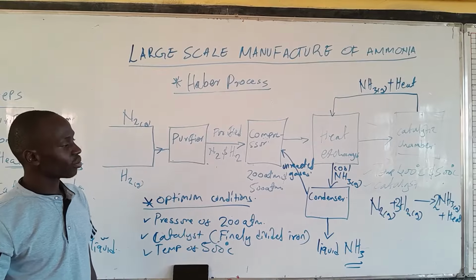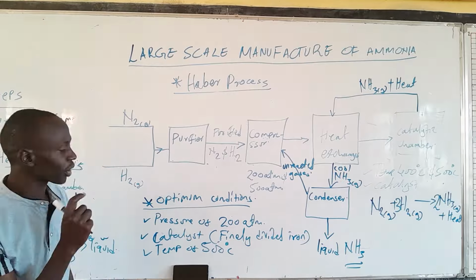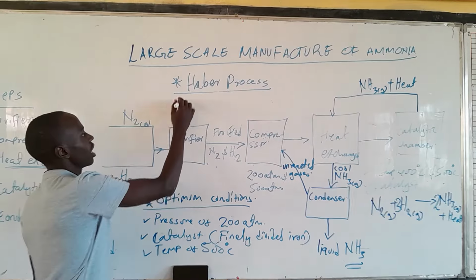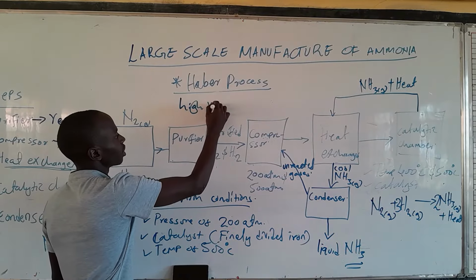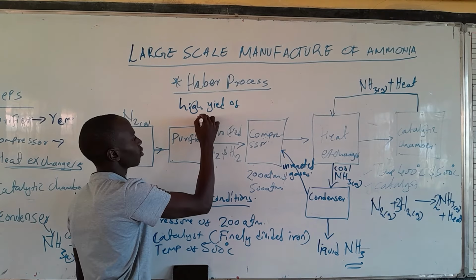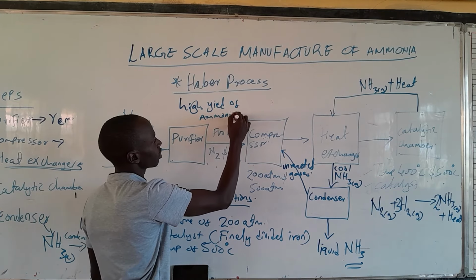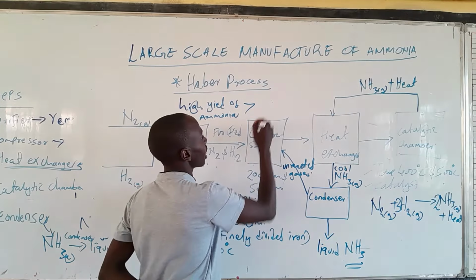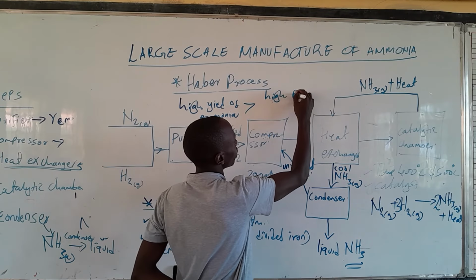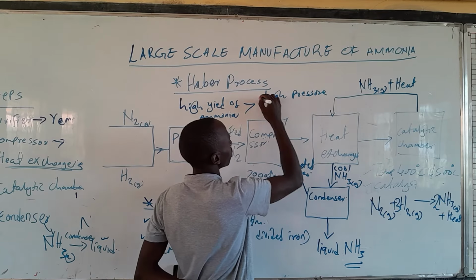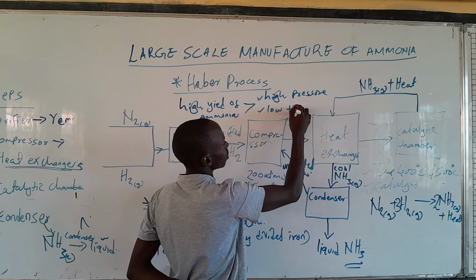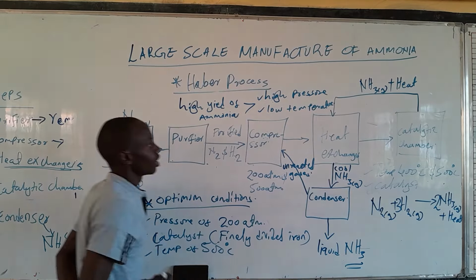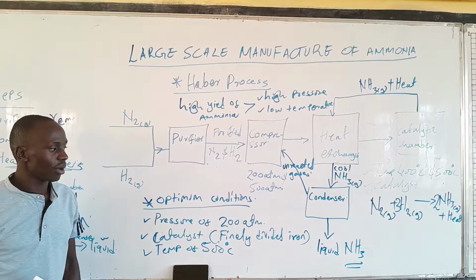For a high yield of ammonia, it will require a high pressure and a low temperature. That will lead to production of a high yield of ammonia.